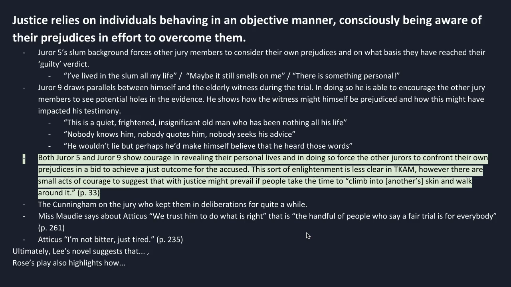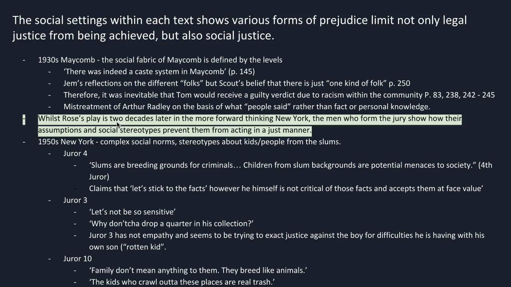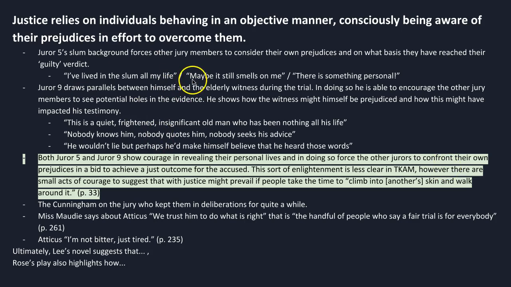For example, juror 5 forces the others to confront what they might think about people who are from the slums when he says, "I've lived in the slum all my life, and there's something personal about this." So they're making it very personal by saying that everybody from the slums is a menace, which is what juror 4 says. Sorry, here: "Slums are breeding ground for criminals. They're all potential menaces to society." And so he's saying that that's quite personal, and he's forcing them to confront their own beliefs and think, well, if he's from the slums and he's a perfectly reasonable individual, here he is on the jury, then maybe some of the assessments that we've been making are wrong and are based on inaccurate evidence.